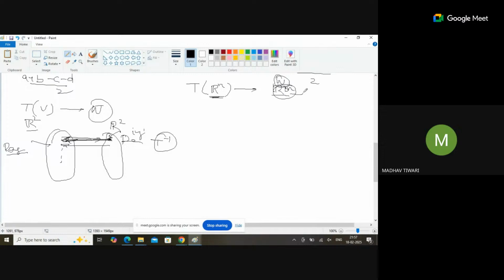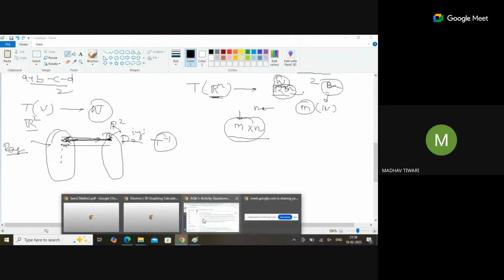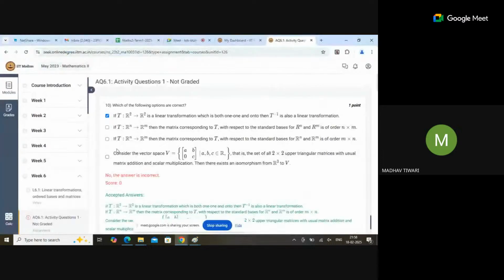So the vector that I am having here, M, can be written as a linear combination of M independent vectors that I will use for basis. So M vectors are there, but I will make the transpose of this. So M will be here, M number of rows and N number of columns are there. So M cross N it will be. So the third option is correct, I think.